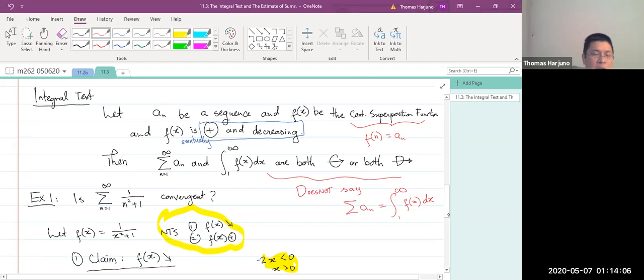So if the question is to find if it is convergent or divergent, you can do the integral test. If the integral is convergent, then the series is also convergent. But it doesn't mean they converge to the same number. Okay, it doesn't say they converge to the same number.